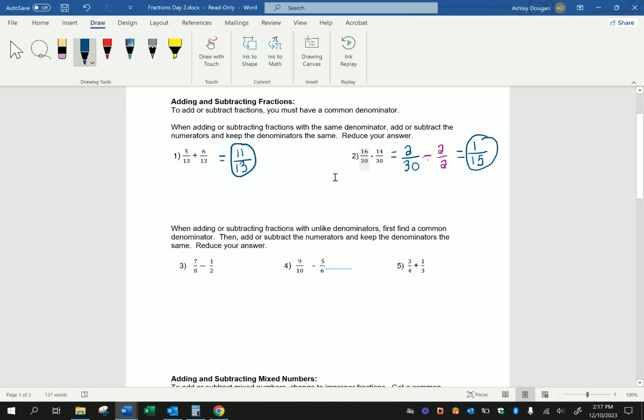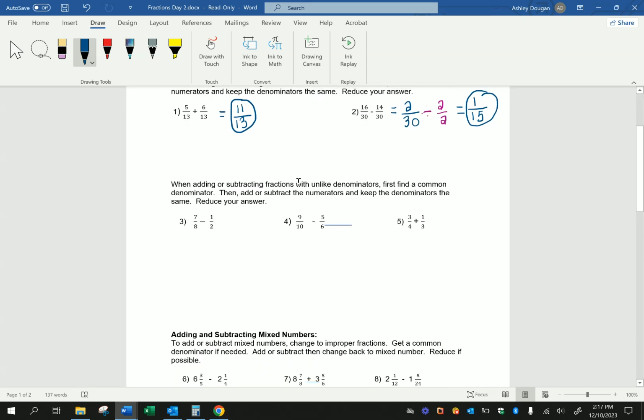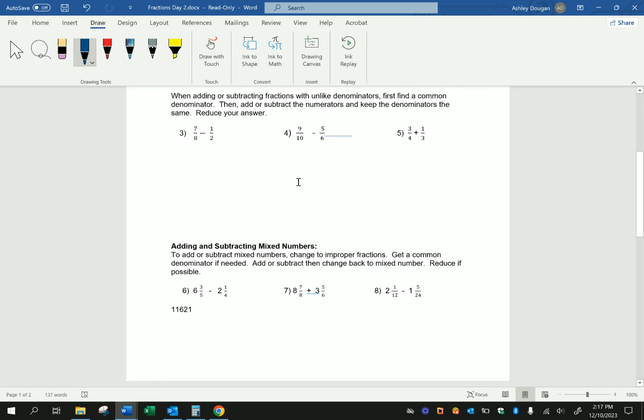If you notice in these next few examples, the denominators are not the same. That means that our first step is to get the bottom numbers to be the same. Now we only do this when we are adding and subtracting. If you are multiplying or dividing fractions, in our earlier video, we do not worry about common denominators. It's just when you're adding or subtracting. And so if I look at these bottom numbers here, I have an 8 and a 2. I want to make those to be the same number.